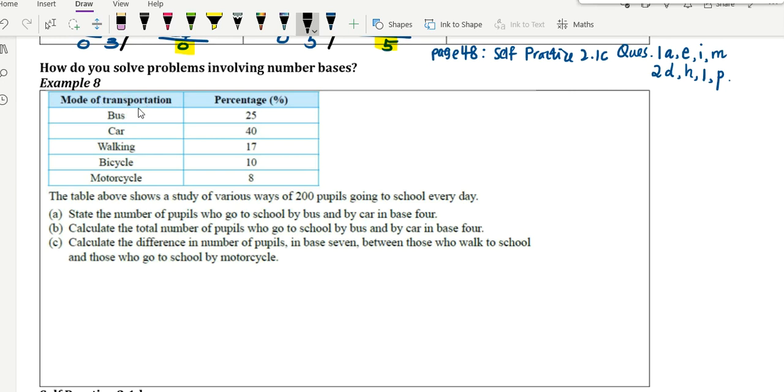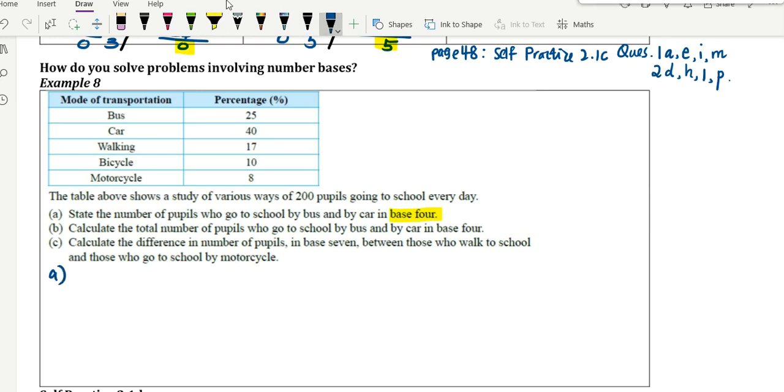They gave you the mode of transportation used by the students going to school. This is in percentage form. The total number of students going to school every day is 200. These are the percentages. So for part A here, they say state the number of pupils who go to school by bus and by car in base 4. Okay, keyword here, you have to convert it to base 4. They don't want base 10.